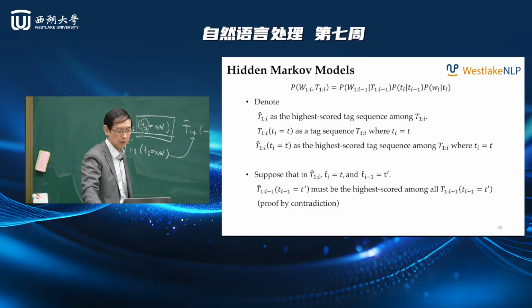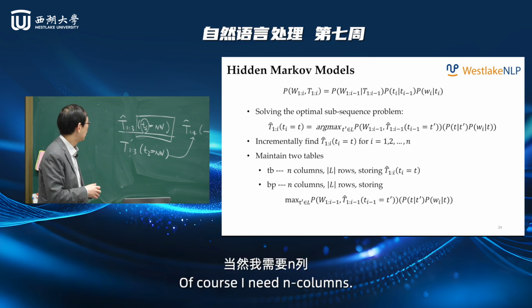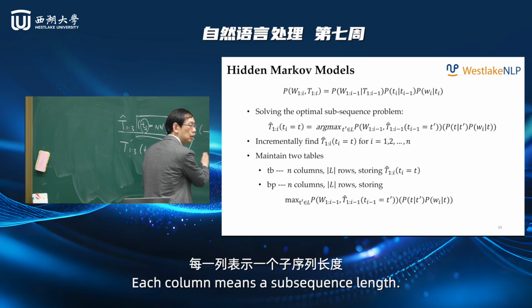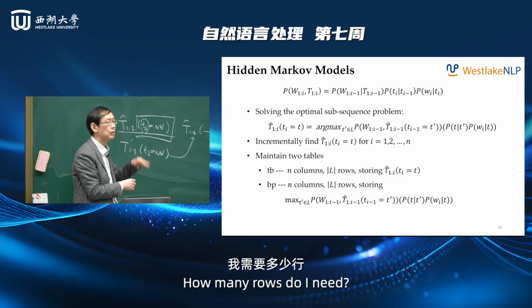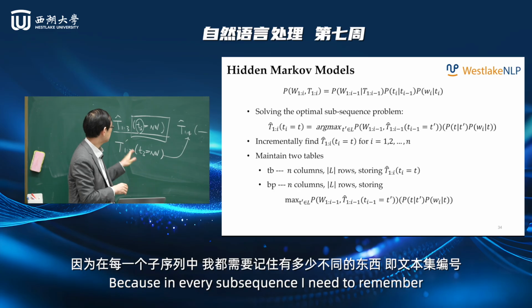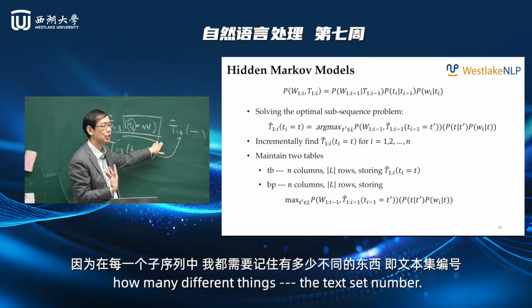Okay, so what is the table structure for dynamic programming? Of course, I need n columns, right? Each column means a subsequence length. How many rows do I need? Because in every subsequence, I need to remember how many different things.